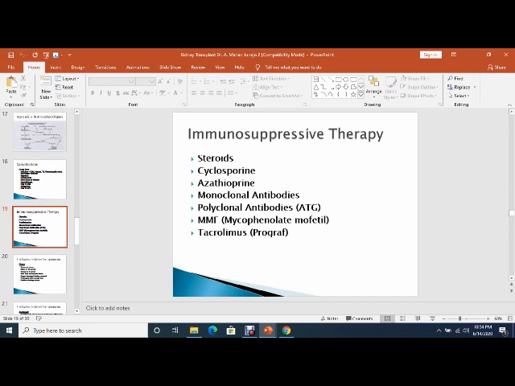Regarding the immunosuppressive therapy, steroids are the cornerstone for the management of the post-transplant kidney. Then cyclosporin, which is a CNI, calcineurin inhibitor, azathioprine, AZA, and monoclonal antibodies, polyclonal antibodies, mycophenolate mofetil, and tacrolimus.